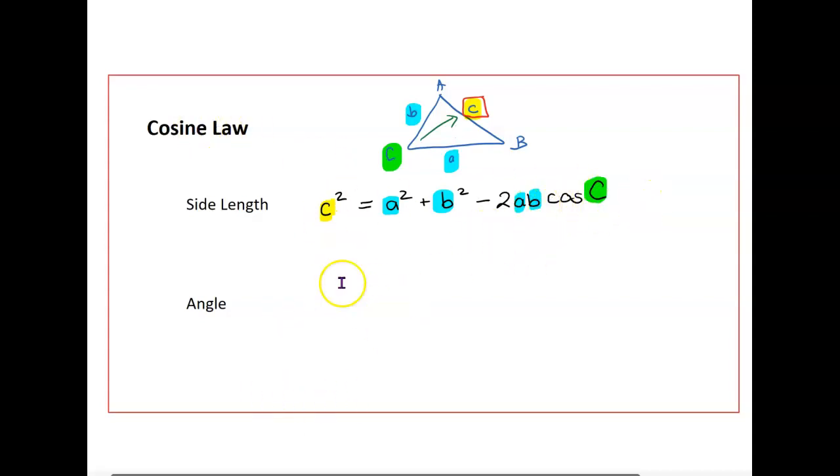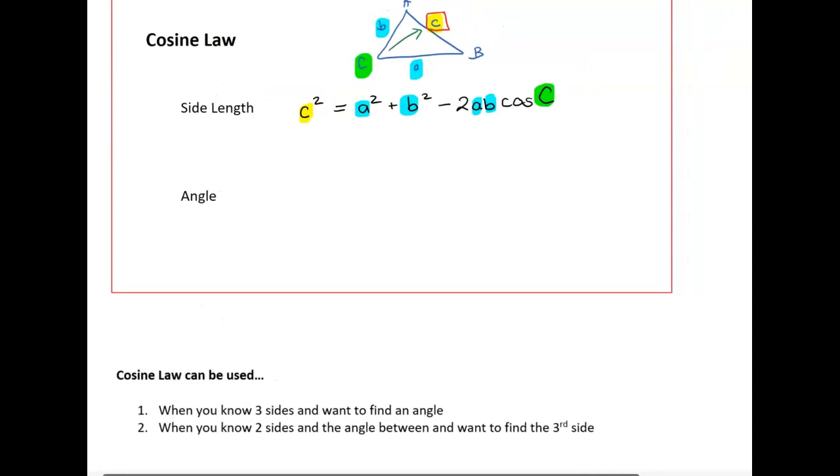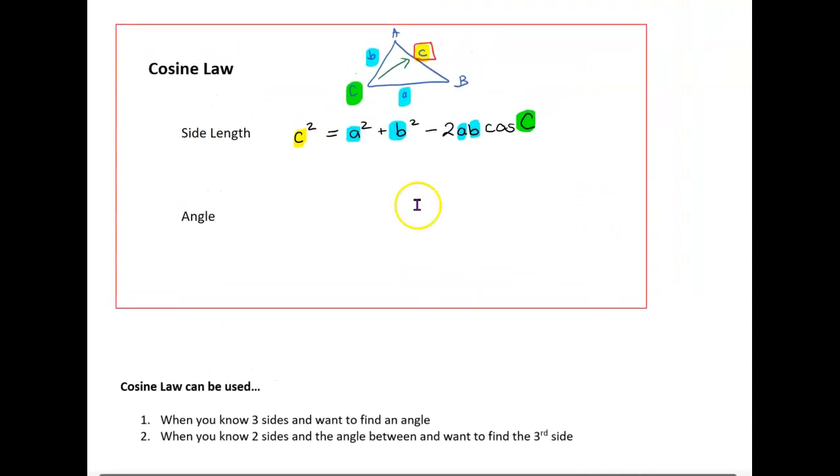The next class, I'll teach you the angle version. So when can cosine law be used? Cosine law can be used when you know three sides, because we can also figure out the angle, but that's for next class. Or when you know two sides, like this A and B, and the angle between them is a must, okay? You must have the angle between them.